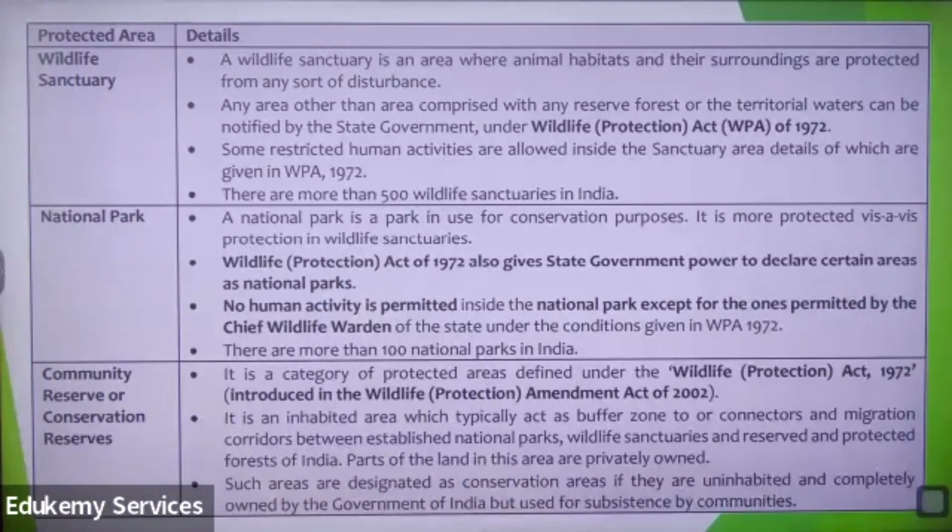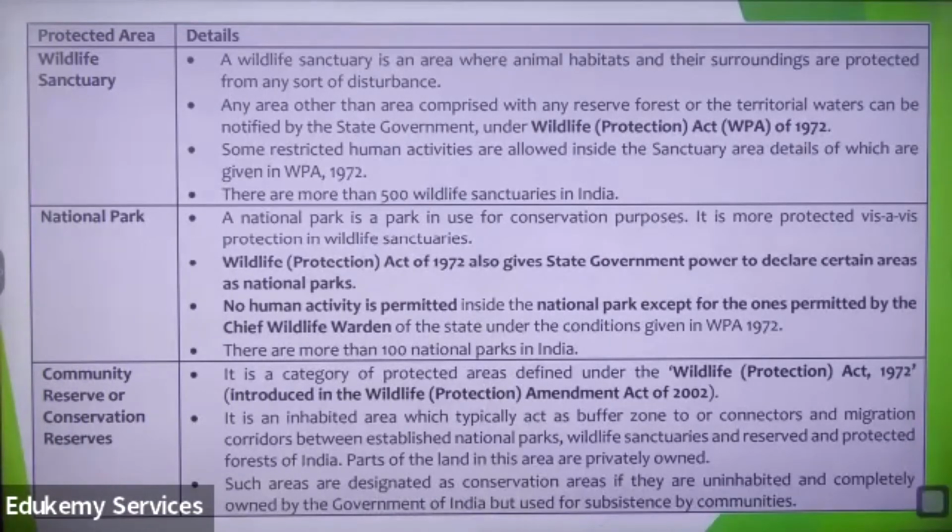Now coming to national park. Do you allow human activity in national park? You do allow human activity in the national park, but not in the core area. So if you say, is human activity allowed? The answer would be no, but there are few activities which are permitted by the wildlife wardens, but no activity shall be allowed inside the core area of the national park. Now, where is the core area of the national park?